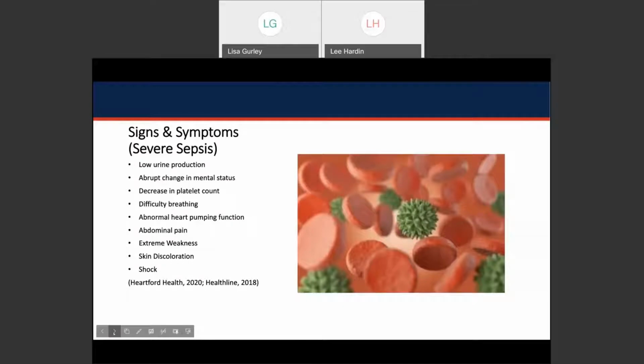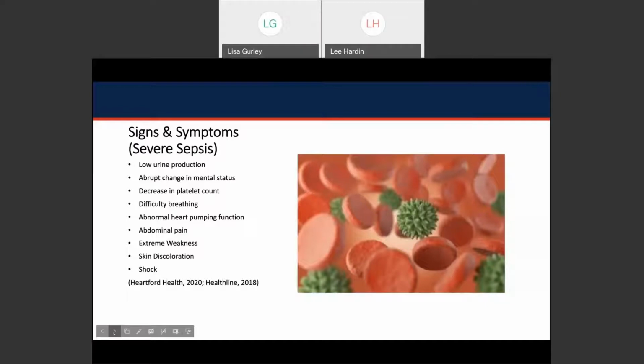Signs and symptoms of severe sepsis include decreased urine output, abrupt changes in mental status, decrease in platelet count, difficulty breathing, abnormal heart pumping function or dysrhythmias, abdominal pain, extreme weakness, skin discoloration, and shock.